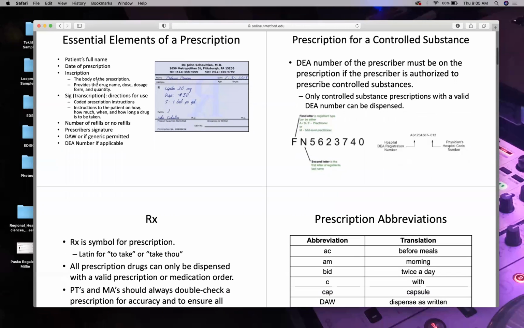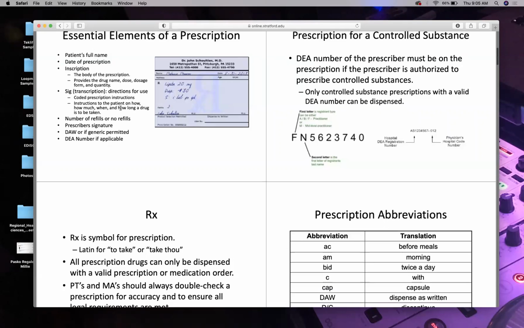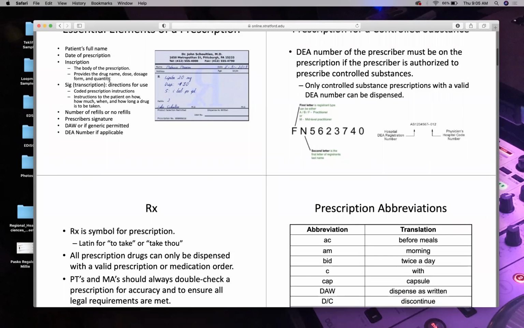Now, you have the thing called the inscription, okay? It's the body of the prescription, and the inscription provides the drug name, dose, dosage form, and quantity. And by dosage form, it means, is it liquid? Is it semi-solid? Is it colloid? And of course, the quantity, how many pills? As a physician, how many times do I forget to put the total number of pills.